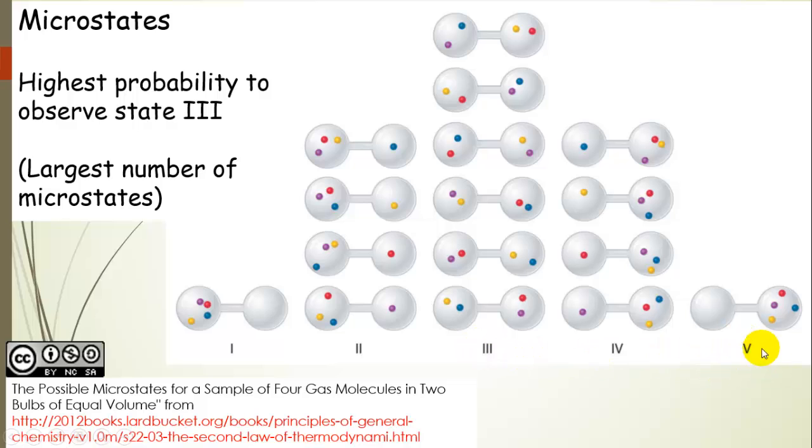And then finally, our last microstate that I didn't mention yet is taking all 4 particles from the left bulb and just putting them in the right bulb, and now leaving the left bulb empty. So you can see that there are 1, 2, 3, 4, 5, 6, 7, 8, 9, 10, 11, 12, 13, 14, 15, 16 different ways to arrange the 4 particles that you can tell apart, and each one of those is a particular microstate.